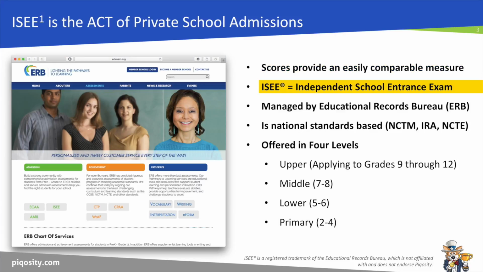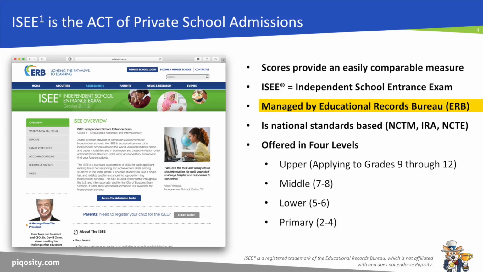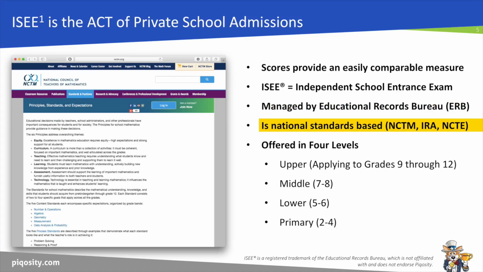ISEE is an acronym that stands for the Independent School Entrance Exam. It is administered by the nonprofit group ERB, Educational Records Bureau. You've probably heard of ERB before in the context of annual testing, particularly if your school administers the CTP4, which is somewhat similar to the ISEE. The ISEE is a nationally standardized test, meaning that it tests concepts which a national panel of educators have agreed upon. These standards are from the National Council of Teachers of Mathematics, the NCTM, the International Reading Association, IRA, and the National Council of Teachers of English, NCTE.